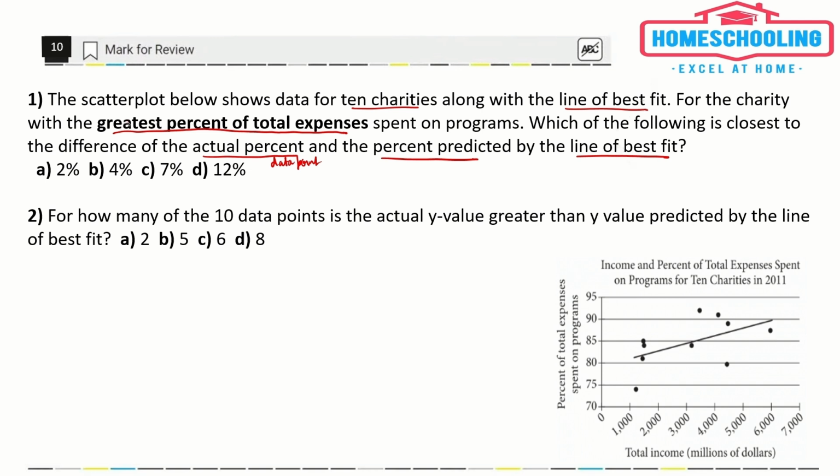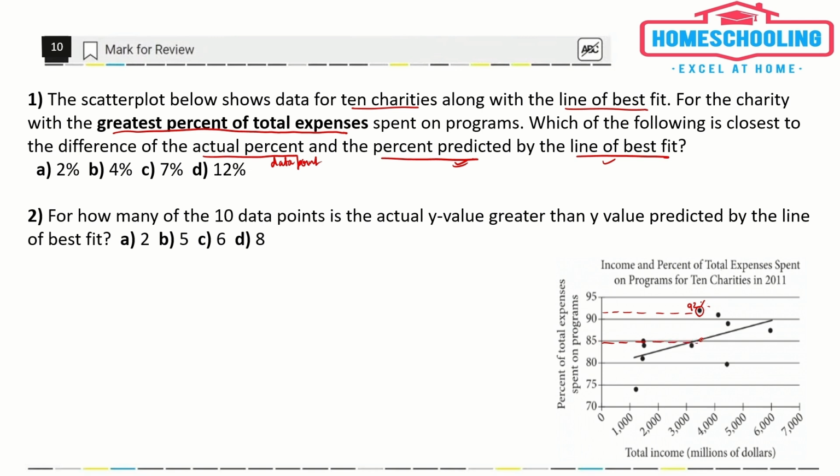So in the question, for the charity with the greatest percent of total expenses, we will see which of the data points has the highest percentage of total expenses. As we can see here, this one is somewhere around 92%. So this is the charity with the greatest percentage of total expenses. So our actual percent is 92%, and for the percentage predicted on the line of best fit, if we go down here, it is coming somewhere near 85.